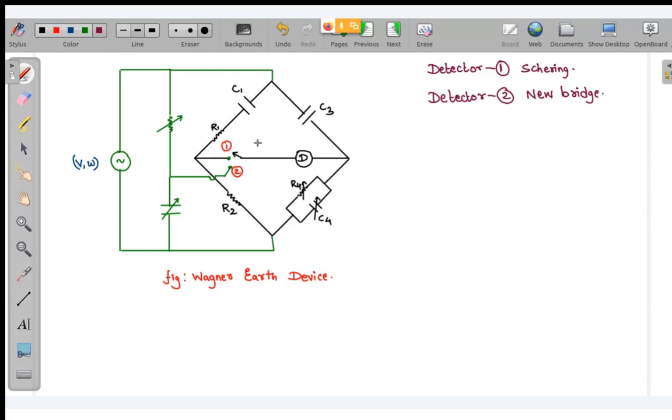Now listen carefully. We are at position 1. What do we do? Initially, at step 1, let me name this as S. This is the switch. Initially, the switch is at position 1. So that is your sharing bridge. We balance the bridge.